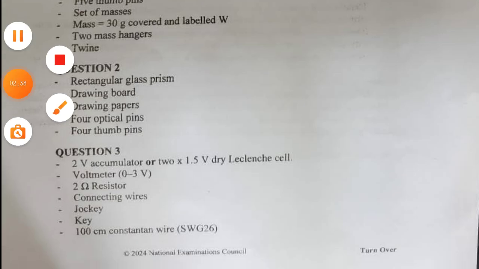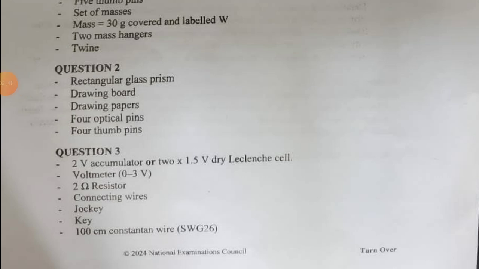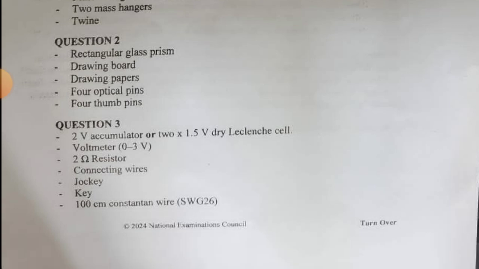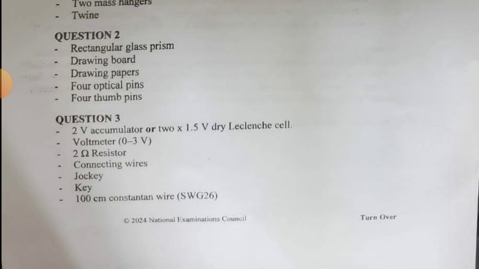For question 2, here is what you should be looking at. In question 2, we should be looking at rectangular prism. So they'll be asking you questions on rectangular glass prism. Rectangular, not triangular. Then remember, rectangular prism, not triangular prism. Then drawing board, drawing papers, 4 optical pins, then 4 thumb pins. These are the things you need to look at and focus on for question 2. Remember, the things I'm telling you are the questions that must come out.